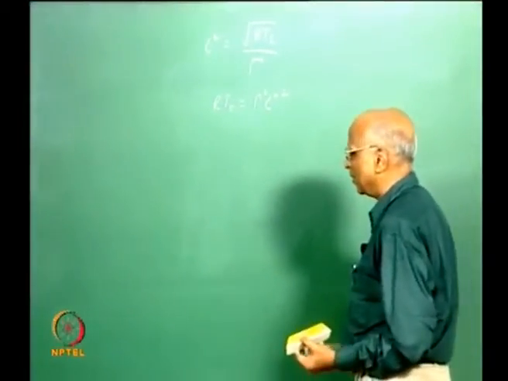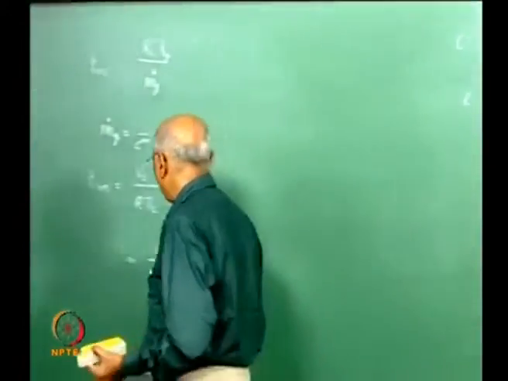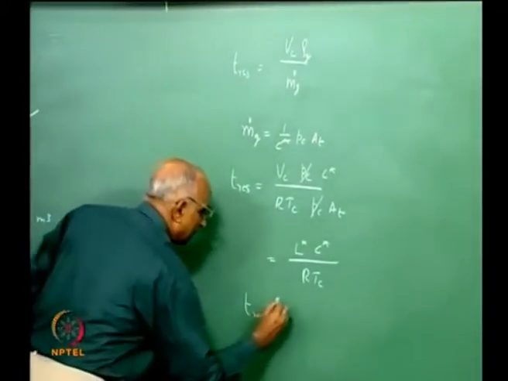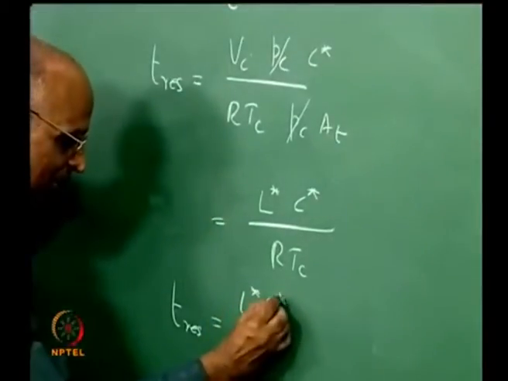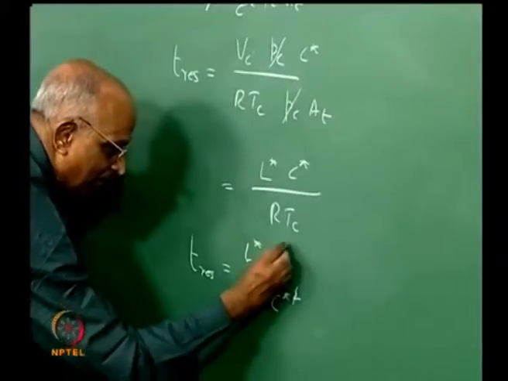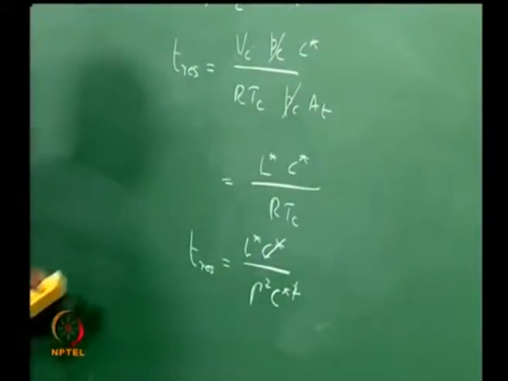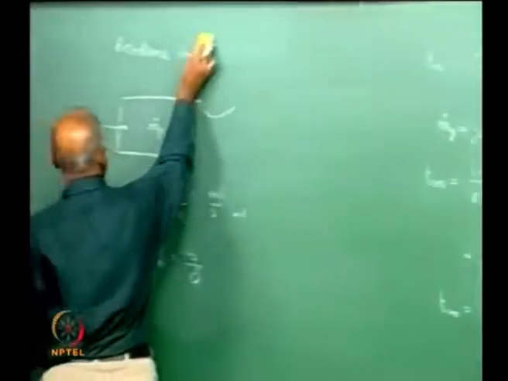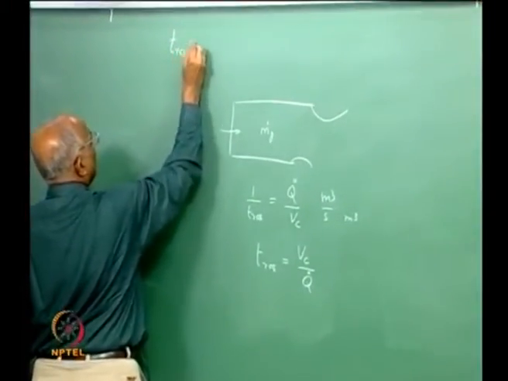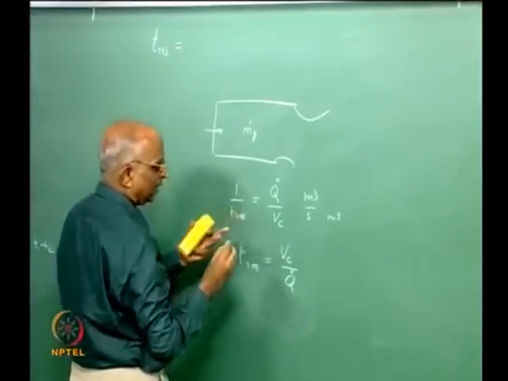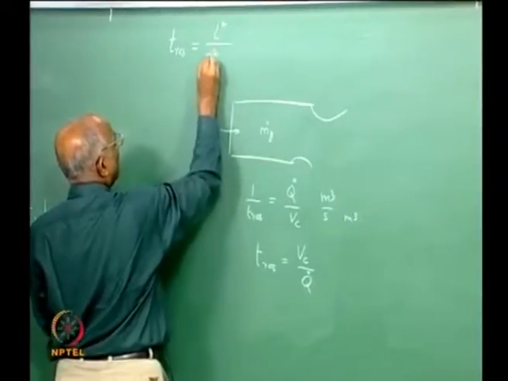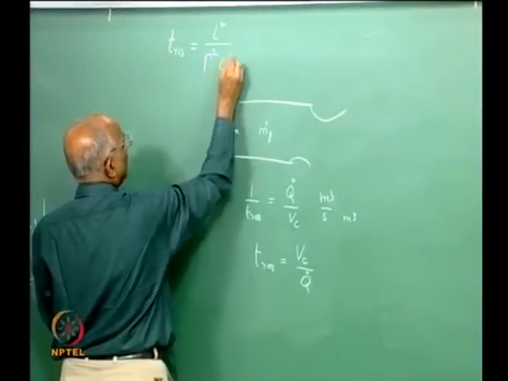Substitute the value of RTC there, we get T residence is therefore equal to L star C star by gamma square C star square. C star cancels, and the residence time T of the gases in the chamber is therefore equal to L star by gamma square, where gamma is a function of small gamma, into C star.